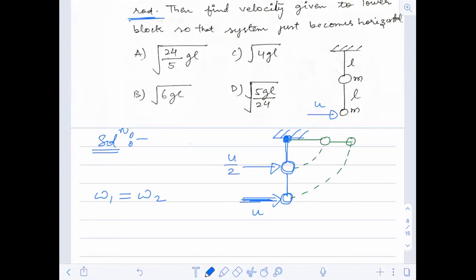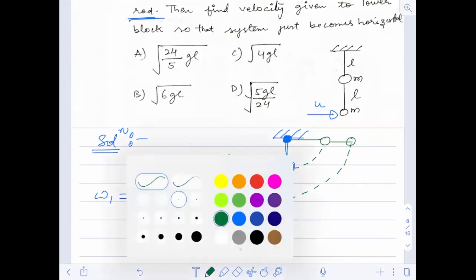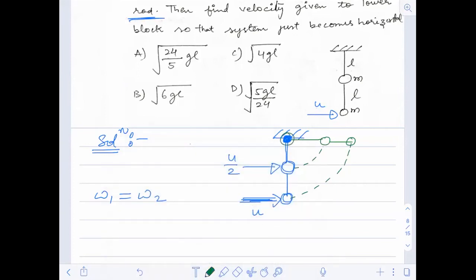Okay, omega 1 is equal to omega 2. If you do, you will get the value here. The omega for both of them will be the same. Angular velocities will be the same, but the linear velocities will be less. And similarly, the velocity of this point, any particle, if I keep a mass here, its velocity will be 0.